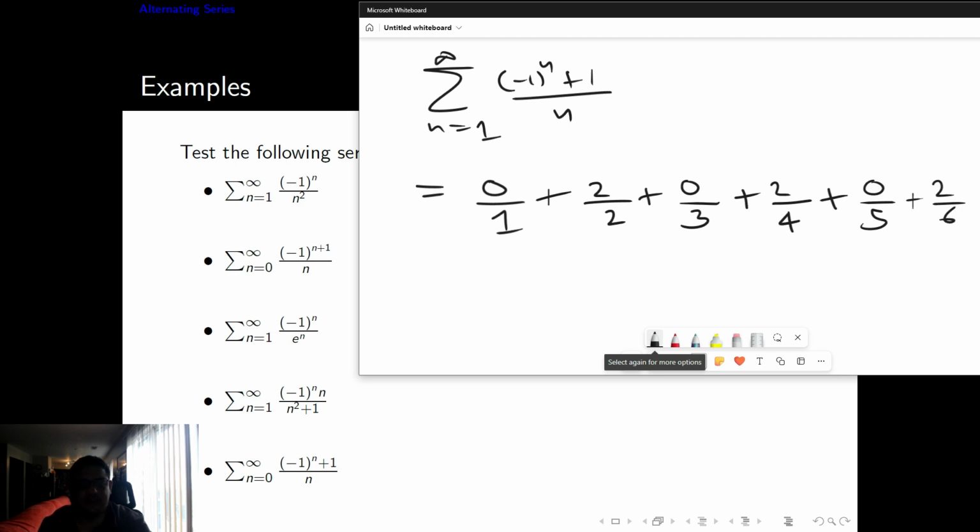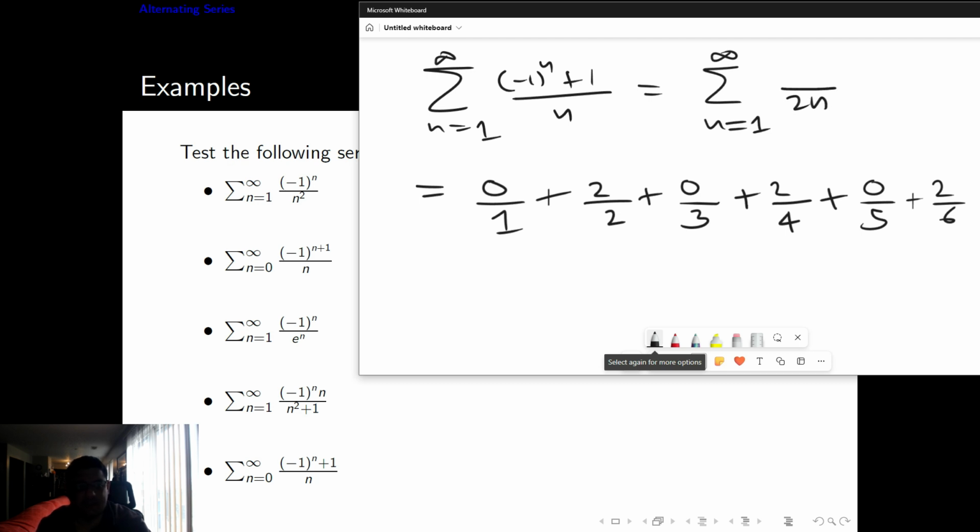So notice that I can transform this series into a different thing. Now I'm going to write this as the series from n equals 1 to infinity. And notice that this only goes with the odd terms, so instead of n, I'm going to be writing 2n.